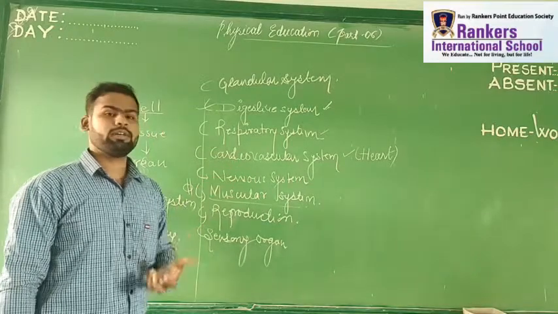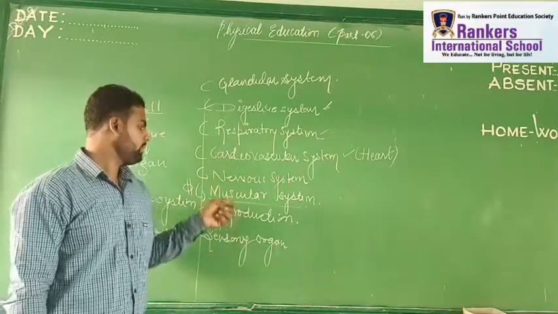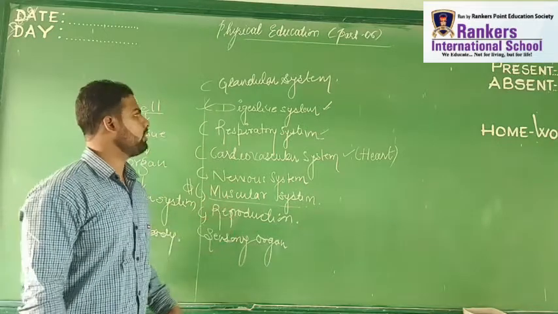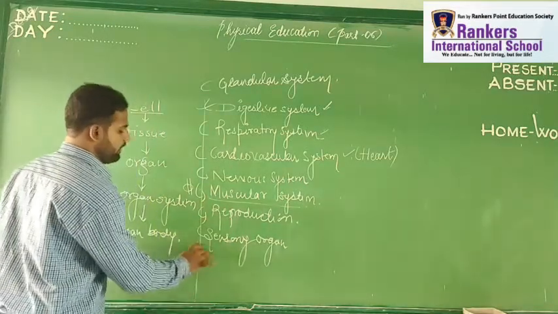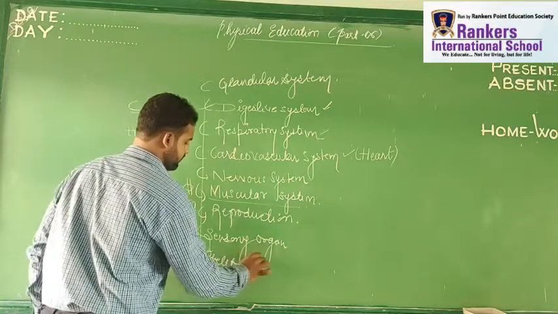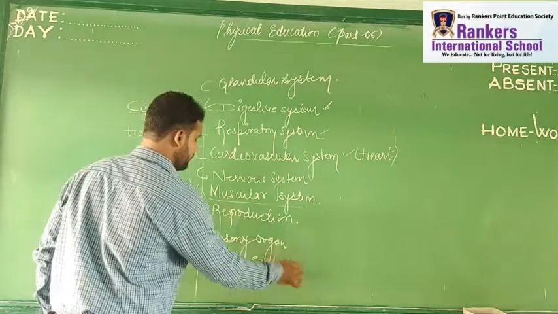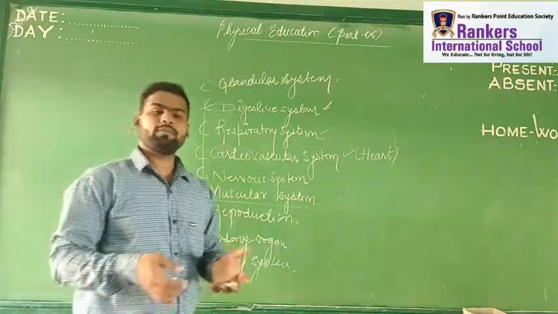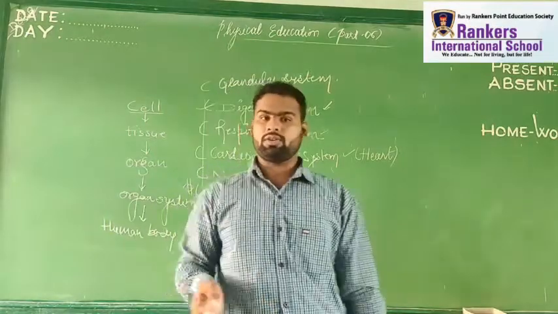Nervous system, which are nerves, nerve fibers, right? Muscular system we know about, ligament, tendon. If we talk about the skeletal system also, we have mentioned. Skeletal system, right? So the skeletal system basically consists of our bones, ligaments, tendons, etc.